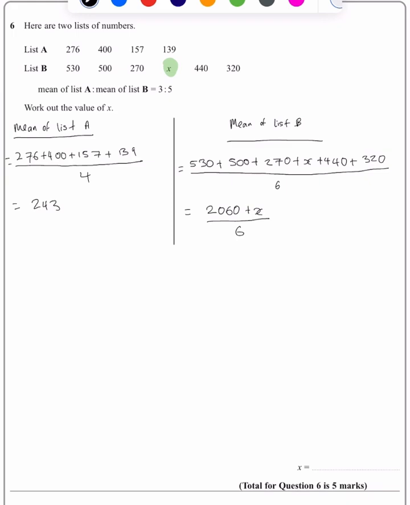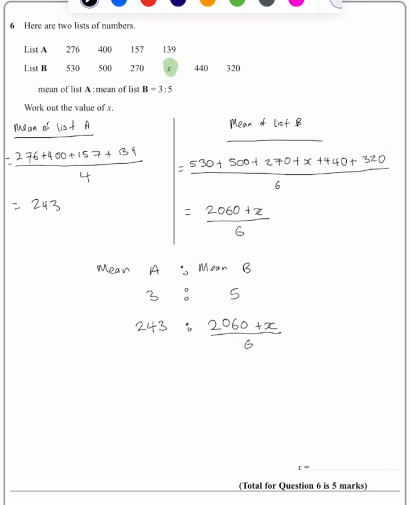So again, we can write mean A and mean B. So the ratio is 3 to 5. So far, we have the mean of list A to be 243. And then we know that the mean of list B is 2060 plus x divided by 6.